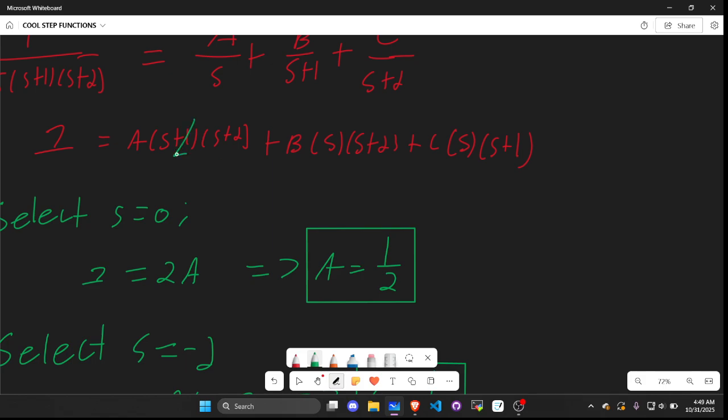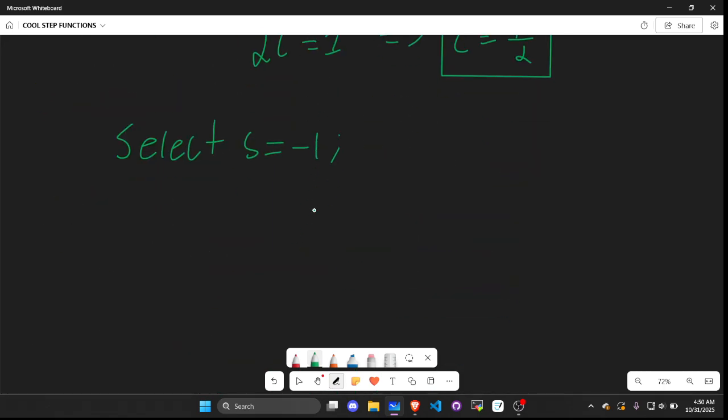Plug in -1, this guy cancels, all that's left is here. -1 times 1 is just -1, so negative b equals 1, which means that b equals -1. Wonderful. So now we have all our values, and we can break q of s down into 3 discrete pieces. That's a lot easier to take the inverse Laplace transform for when we get our final answer.